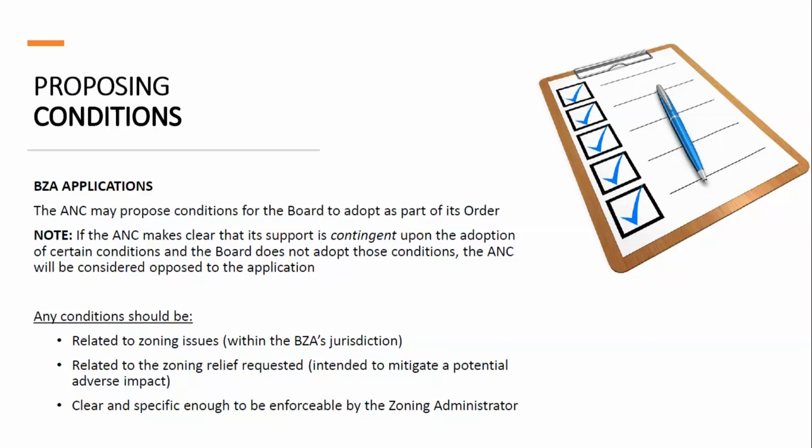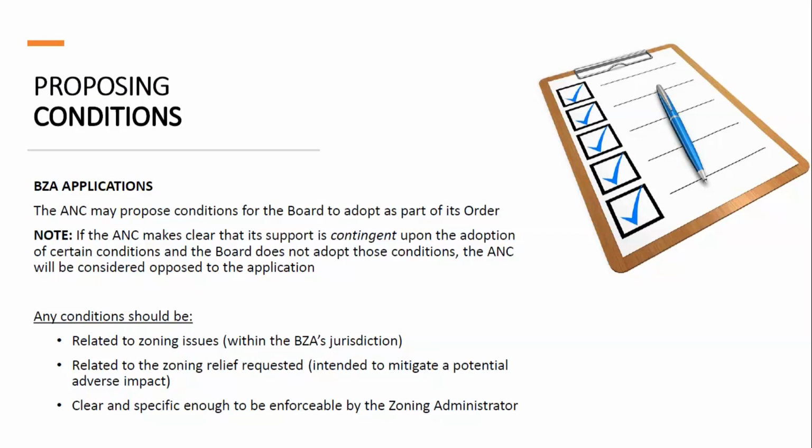Conditions should also be related to the zoning relief requested. The intent of any proposed conditions should be to mitigate any potential impacts that may arise from the project being granted that specific relief. So, for example, if an applicant wants to operate a restaurant use in a penthouse, proposing a condition that relates to the landscaping on the ground floor would not be related to the relief requested. However, proposing a condition stating that there should be no amplified music on the roof after 10 p.m. could be considered by the board.